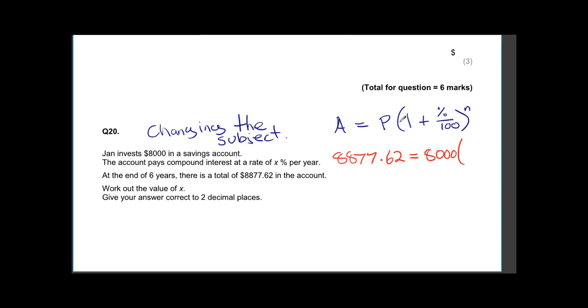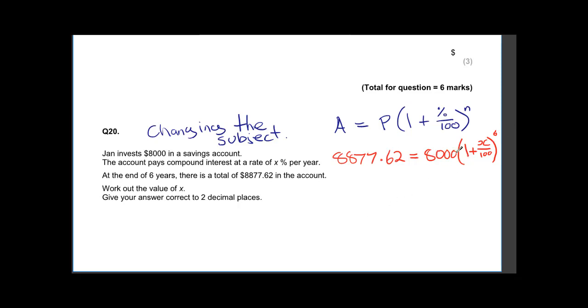Do you know what 1 is? Yeah, 1 is 1 plus x over 100. What's n? Number of years, which is 6. I mean, how can you not do that? How could you not do that? Everyone should be getting this.